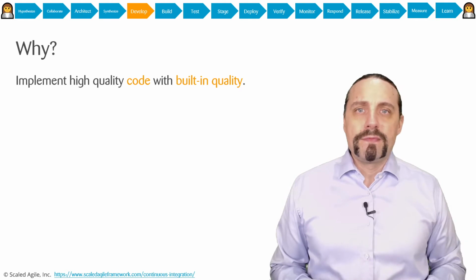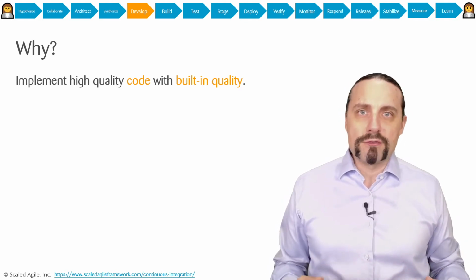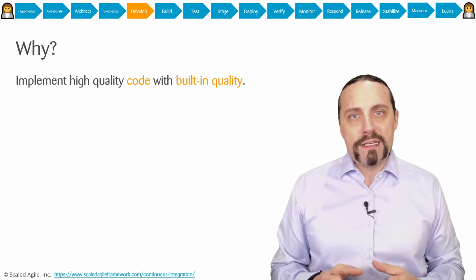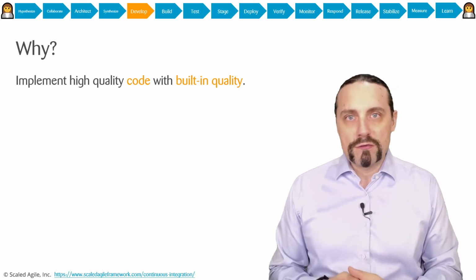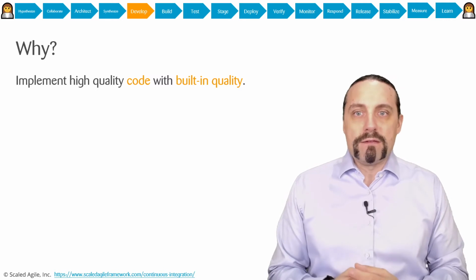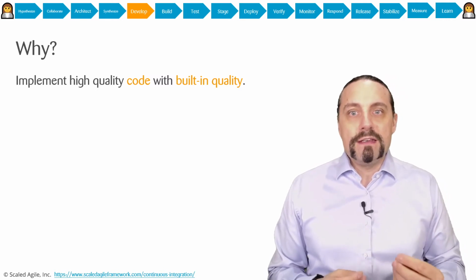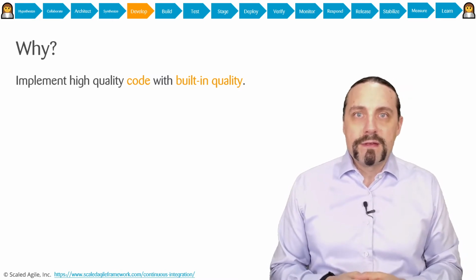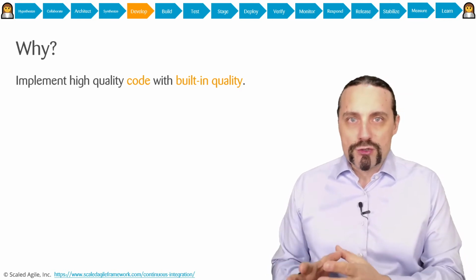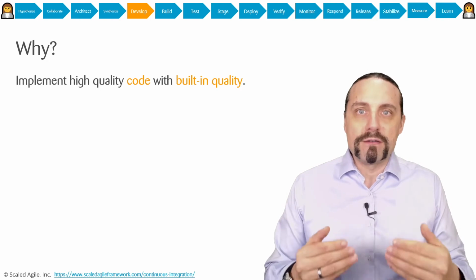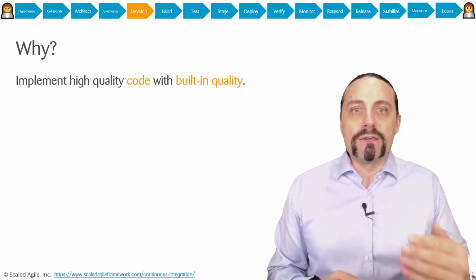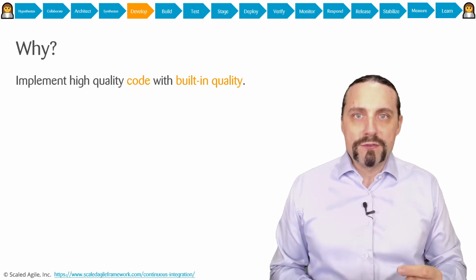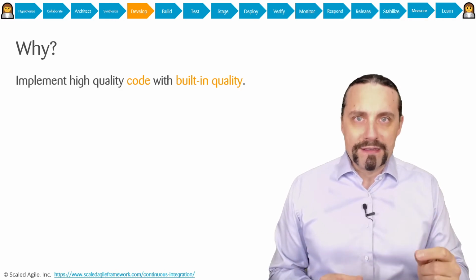Why are we doing this? A feature is something that is bigger than an iteration or a sprint. That's why we need to split these features into stories. But what we really want to do with these stories is to implement high quality code with built-in quality. With that, we really want to ensure that the code which we are creating is already on a high quality standard. Again, this is because we want to build the right thing right.